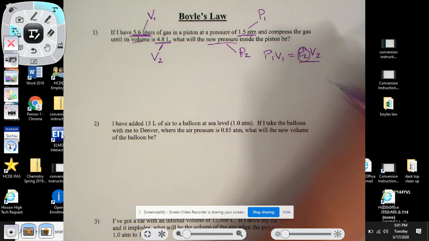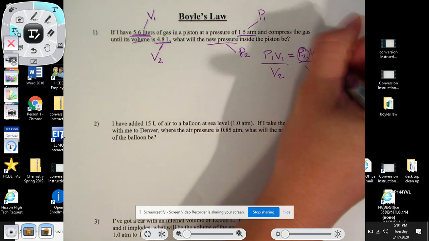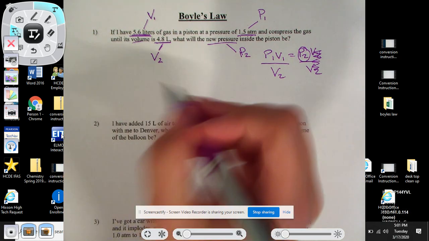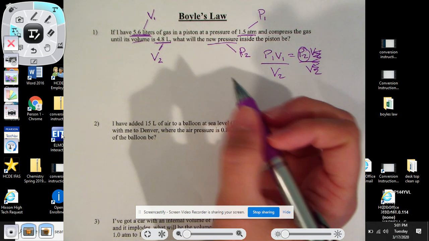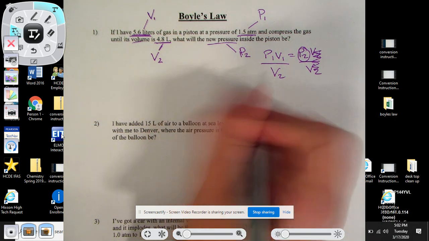All right, so P2 and V2 are multiplied, so I'm going to divide by V2 on both sides. That gets rid of that one, and I'm left with P2. P2 equals P1 V1 divided by V2. Now, the second thing I need to make sure of is that my pressures are in atmospheres and my volumes are in liters. And in this case, they are, so I'm going to leave them alone. There are some exceptions to being able to convert, but we're going to just always convert because it'll make ideal gas law easier later.